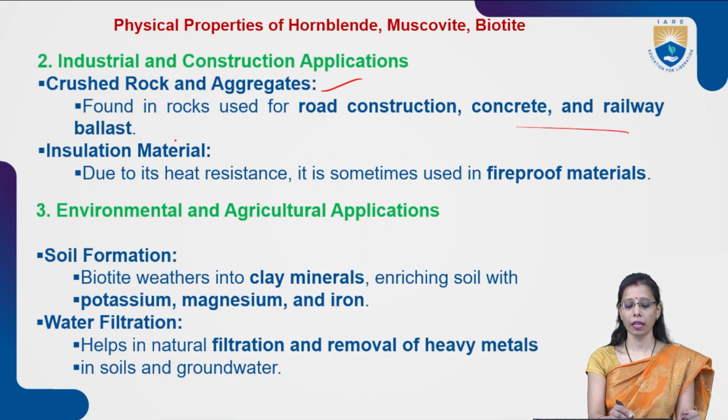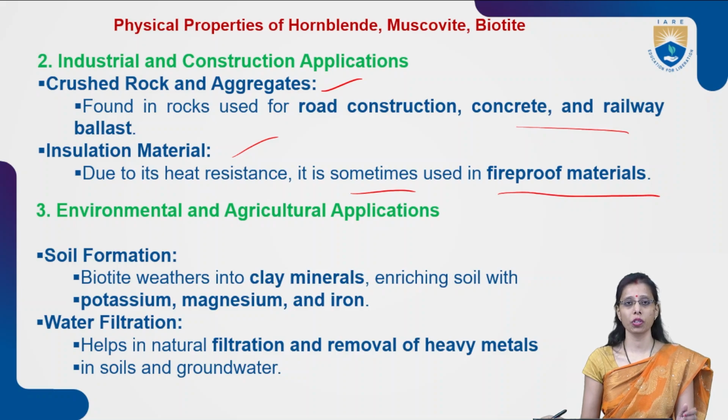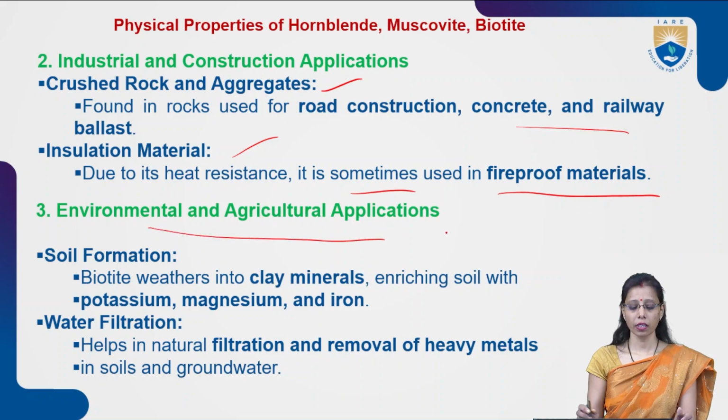And the concrete and the railway ballast, insulation material. It is also used as an insulation material. Due to its heat resistance, sometimes it is used as a fireproof material too. So it is heat resistant and fireproof. That's why it is mostly used in electronics or as a roofing material, as a fireproof material to try to avoid disasters. Now, environmental and agricultural applications.